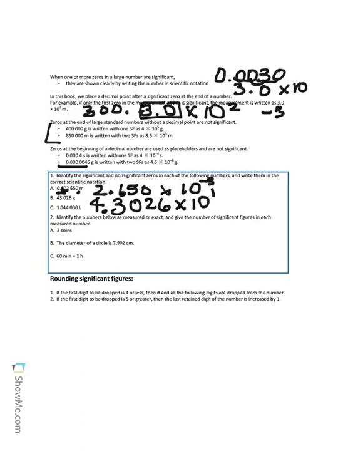It says identify the numbers below as measured or exact and give the number of significant figures in each measured number. 3 coins. If I ask you how many coins in your pocket, is that a counting number? Is that something you can tell me exactly? I believe so. Yes, 3 coins is an exact number. Therefore, it has no significant figures. Exact number. Okay, we do not count these numbers when we're looking at significant figures.